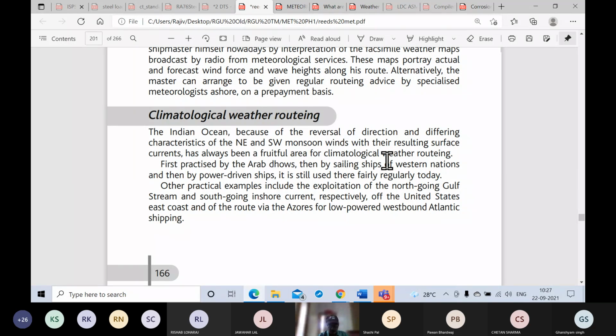So that is climatological weather routing. It means you take into account the characteristics of surface currents and weather prevailing in that particular season and climate, maybe northeast or southwest monsoons in the Indian Ocean, which can result in more speed.